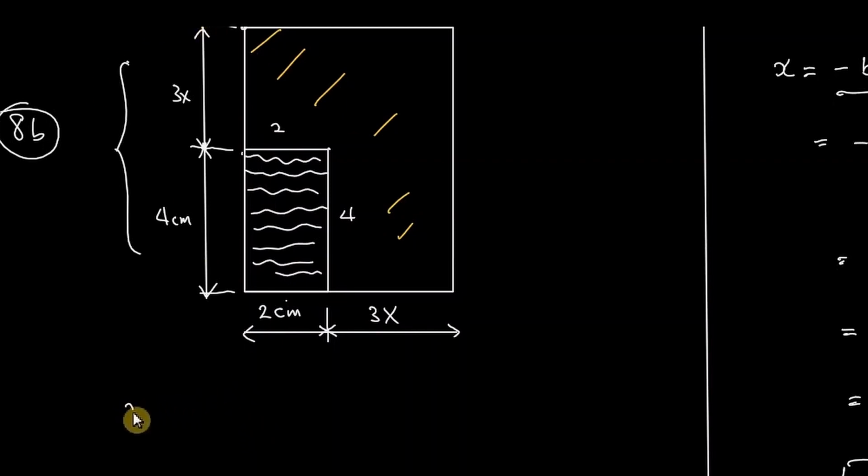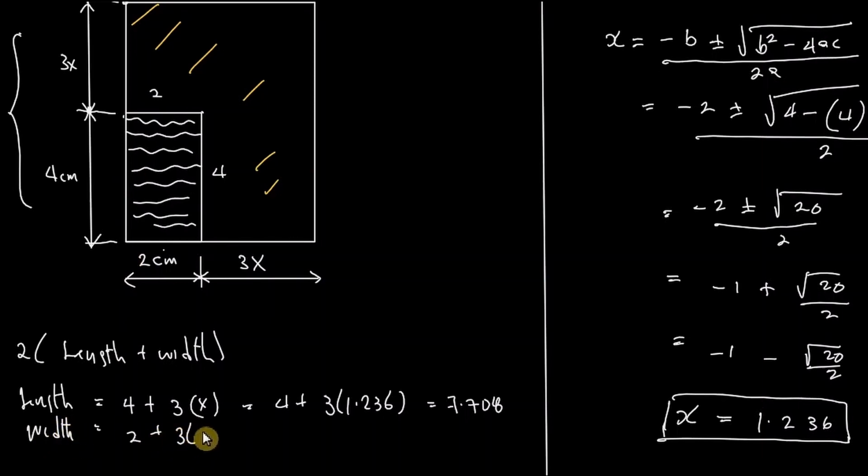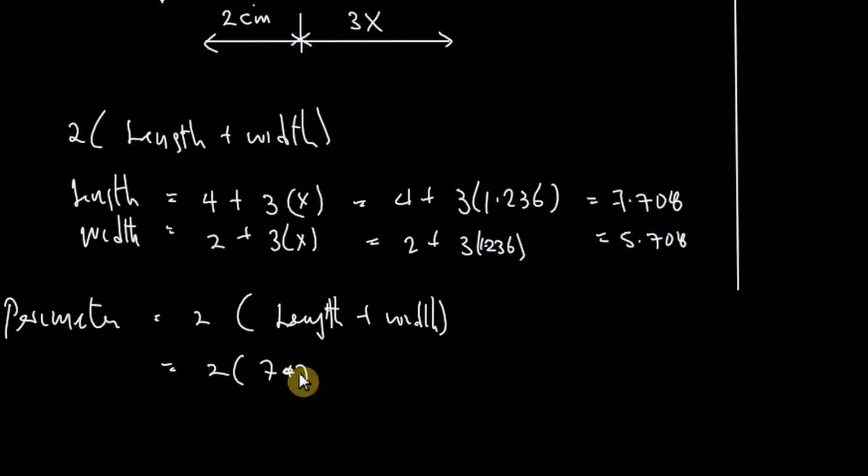We know perimeter is equal to 2 times the length plus width, where the length is equal to 4 plus 3x. We know that to be 4 plus 3 times 1.236, and that works out to be 7.708. We also have the width as 2 plus 3 times x, which is equal to 2 plus 3 times 1.236, and that works out to be 5.708. So our perimeter is equal to 2 multiplied by the length plus the width, which is 2 into 7.708 plus 5.708. That works out to be 26.832.